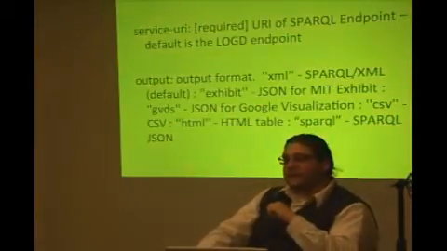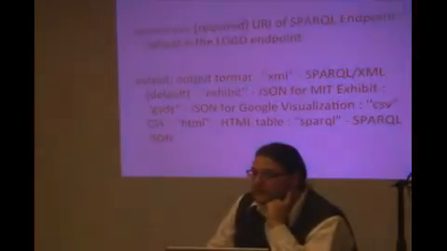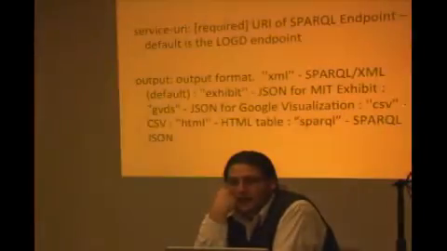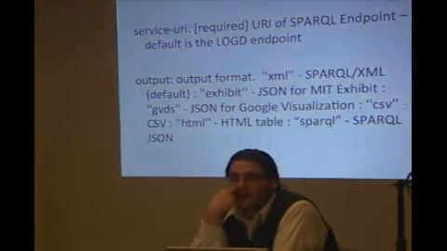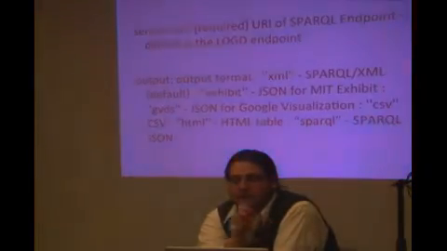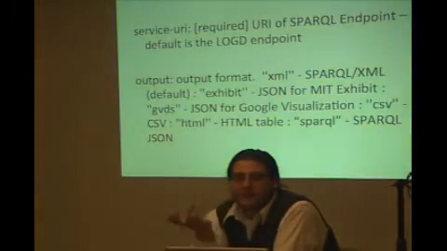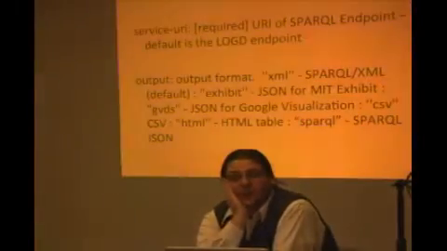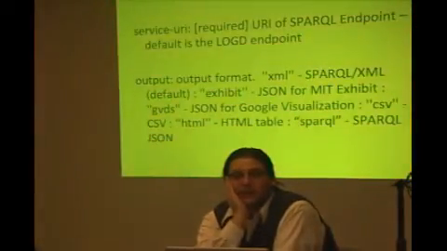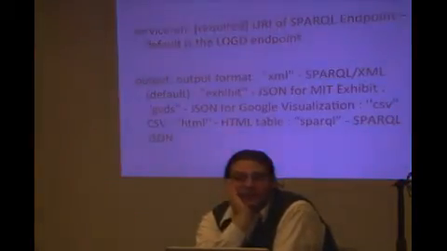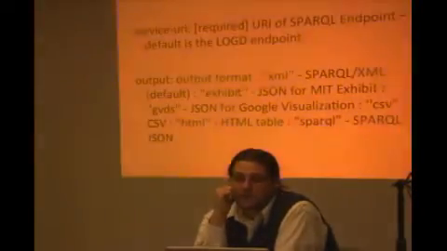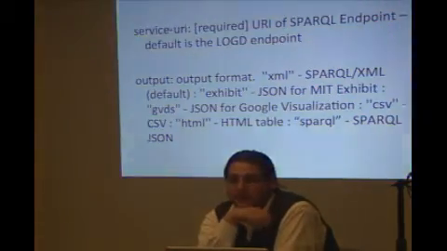Yes, in the back. Please explain what service URI is? Yeah, the service URI is where you specify which SPARQL endpoint you want to query against. So if you want to query DBpedia, inside of this you would put service URI equals http://dbpedia.org/sparql. If you want to do any of ours, if you want to do LOGD, you can just keep that empty because it defaults to the LOGD SPARQL endpoint. But if you want to do the data.gov one or the Orgpedia SPARQL endpoint, et cetera, you put where you find that SPARQL endpoint inside that parameter.